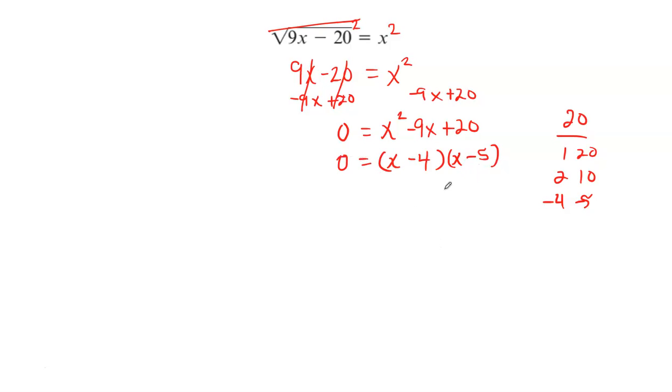After factoring, then we set each factor equal to 0 and solve, because we know in order for that product to equal 0, one of these has to be 0, or both. So now I solve each equation. If I add 4, I get x equals 4 and x equals 5. As always with radicals, I have to check both of those answers to make sure they actually work in the original equation.